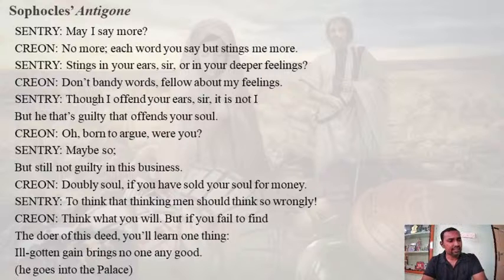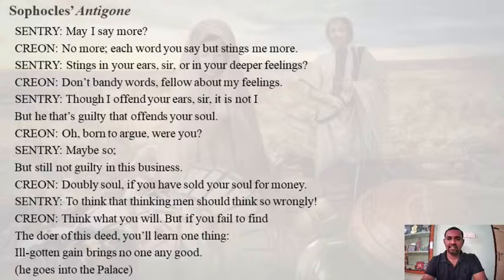Sentry, to think that thinking men should think so wrongly. So this is a statement that he makes on Creon. To think that thinking men, a man who has the wisdom like Creon's, that Creon should think so wrongly. Creon, think what you will, but if you fail to find the doer of this deed, you will learn one thing. Ill-gotten gain brings no one any good. So he says that whether you bring that person, the perpetrator, or not, you will learn one thing. Ill-gotten gain, gain that you got by doing ill things, evil things. It will not bring any good to anyone.